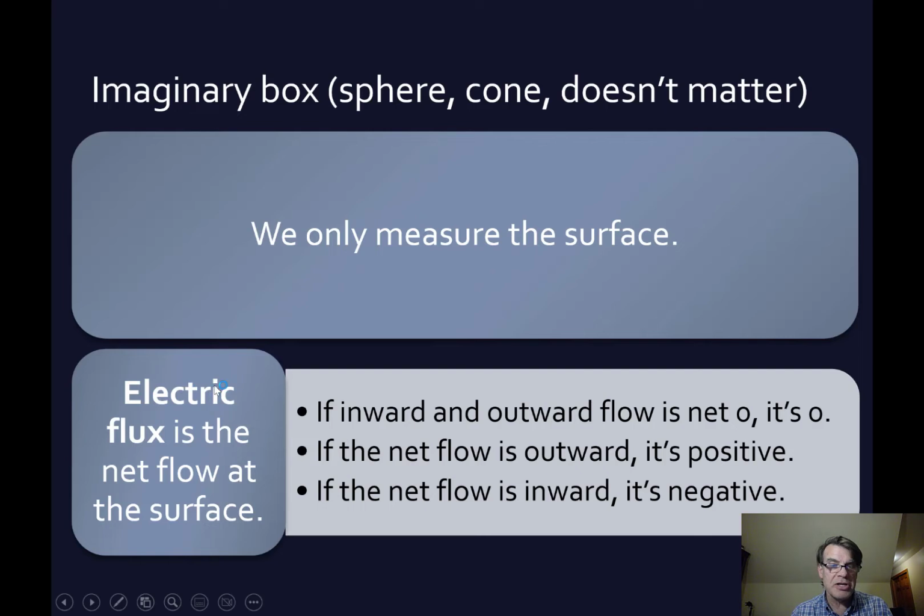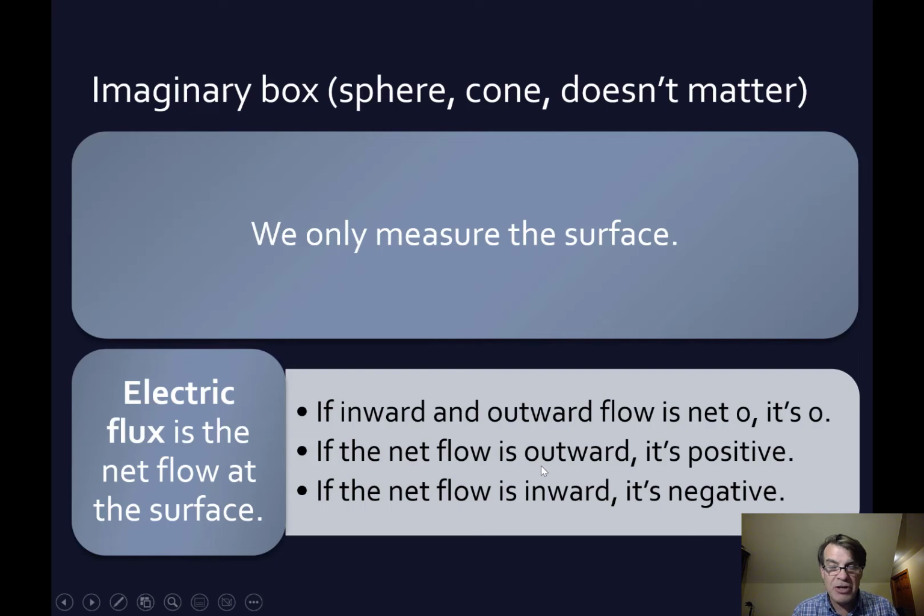So this section is on something called electric flux. What is electric flux? Electric flux is the net flow of that charge force at the surface of that imaginary box. Again, it doesn't matter how big the box is because it cancels out the r squared of the charge. It's a trick, right? By looking only at the imaginary surface, we can measure electric flux as the net flow of that force at the surface.